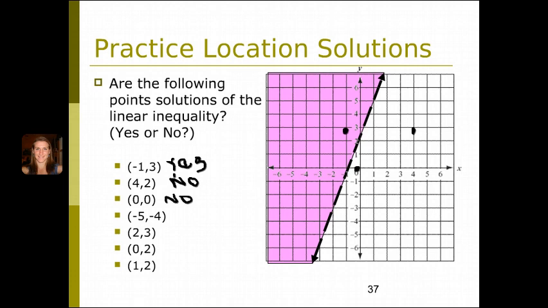The ordered pair -5, -4. -5, -4 would be right here on the graph. The answer is yes, it is a solution to this linear inequality because it falls within the shaded region. The ordered pair 2, 3 on this graph would be right here. The answer to it being a solution would be no, because it's not in the shaded region.